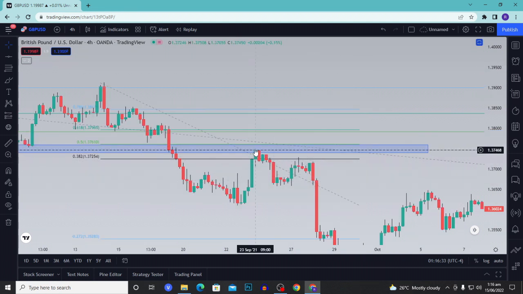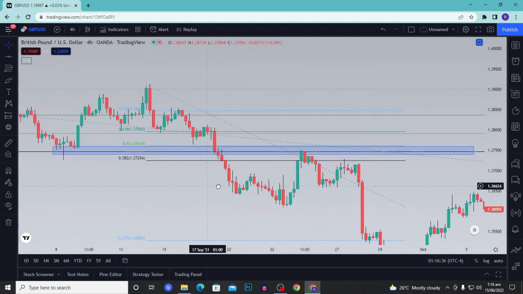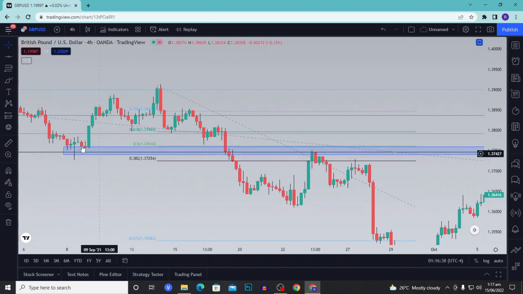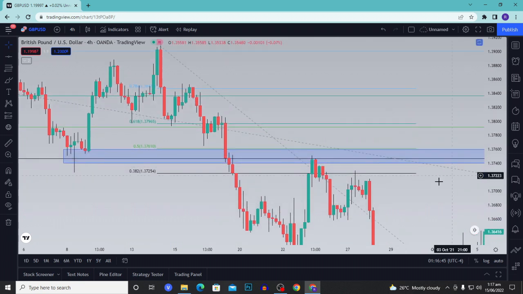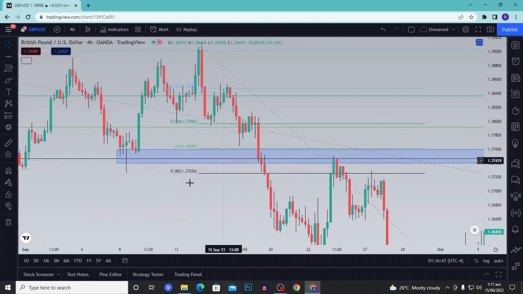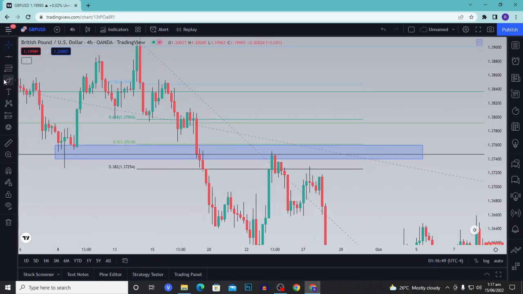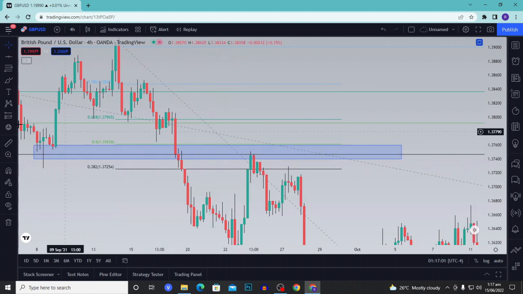As you can see, price came up into this zone, the zone that we just drew, the very strong support zone, and then bounced off of it. So since we already have this zone here, what we need to do is look for a round number inside of this zone, and this zone basically falls between the 0.382 and the 0.5.